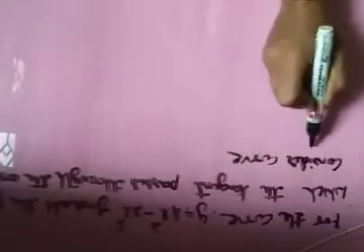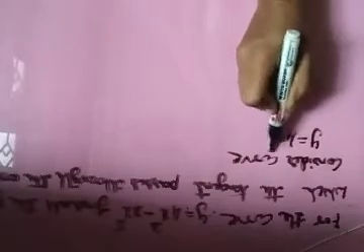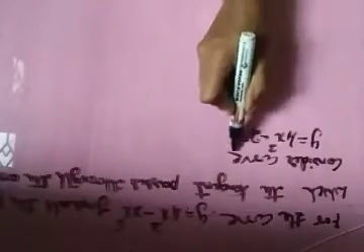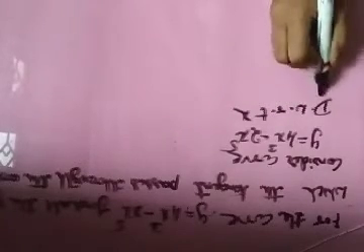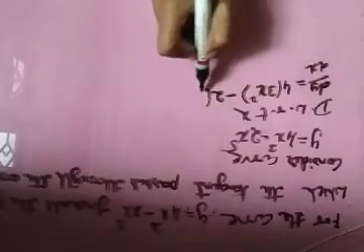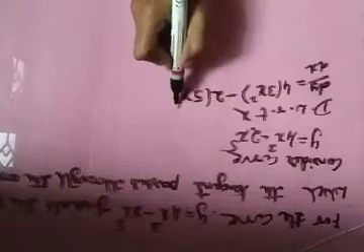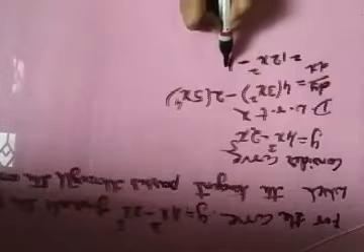Consider the given curve y is equal to 4x cube minus 2x raised to 5. You differentiate it with respect to x, so that it becomes dy by dx is equal to 4 into 3x square minus 2 into 5x raised to 4, which is equal to 12x square minus 10x raised to 4.